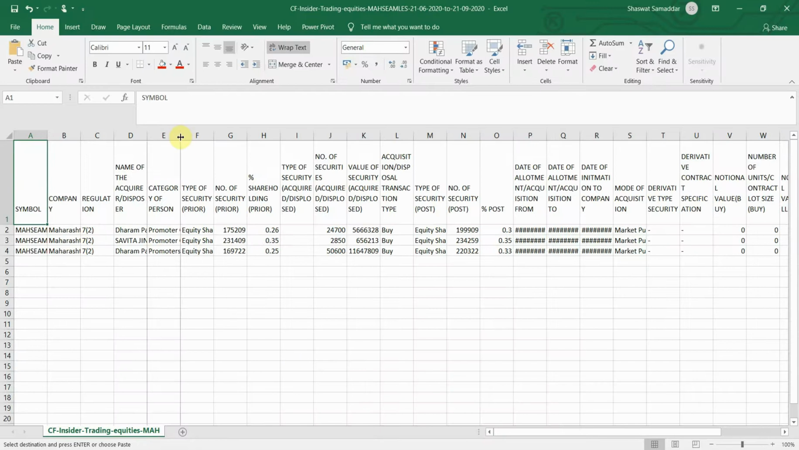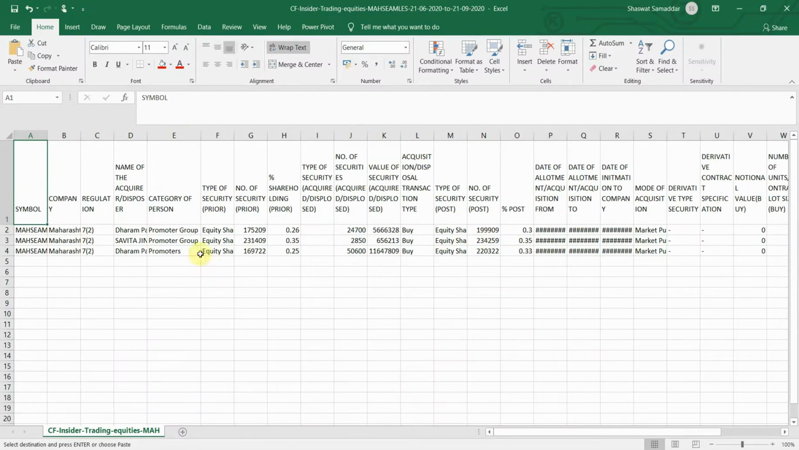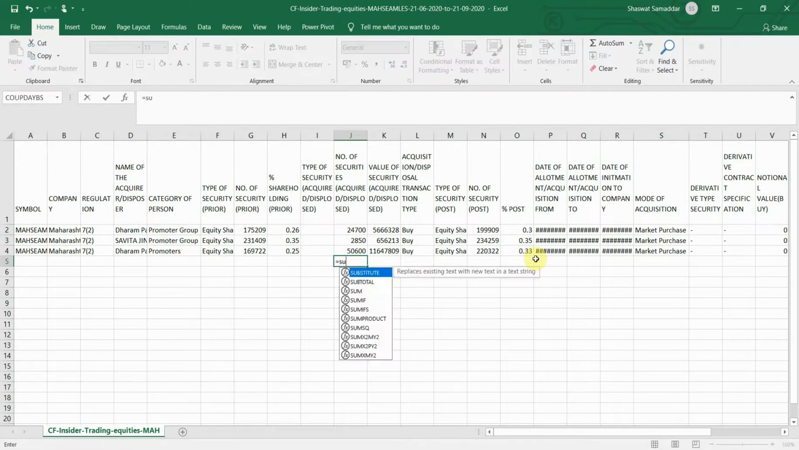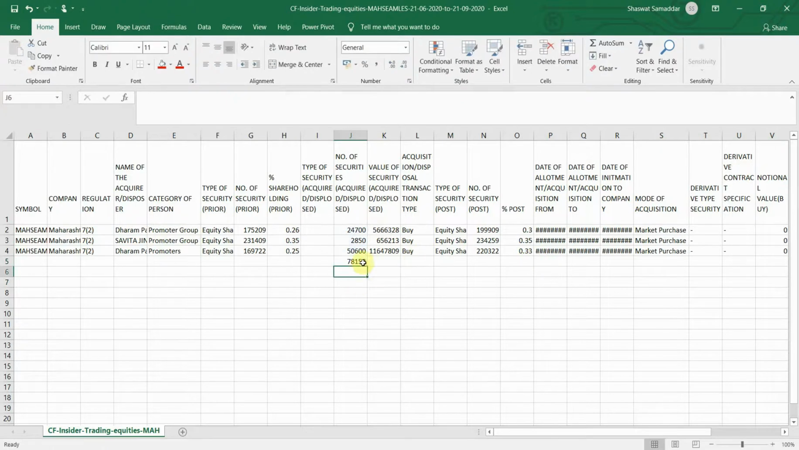Okay, so next step of our analysis would be to categorize the only promoter or promoter groups, and the acquisition should be through market purchase only. As you can see, all the buying reported was by the promoter groups and through the market purchase only. So next step would be to calculate the total number of securities and the total value of securities.